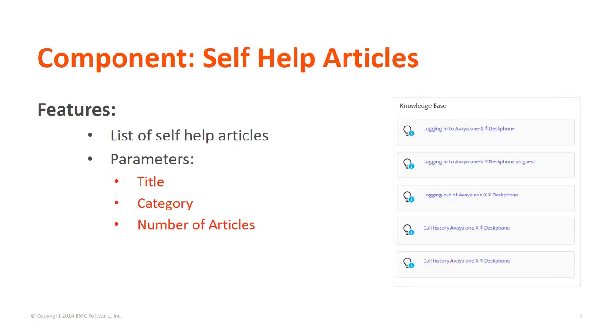The component SelfHelp article displays a list of SelfHelp articles. The component has three parameters: title, category, and number of articles to display. Title allows a custom title to be displayed in the header. Category filters the list of SelfHelp articles to just those for the selected category and its subcategories. Number of articles to display controls the maximum number of SelfHelp articles displayed. All three parameters are optional.